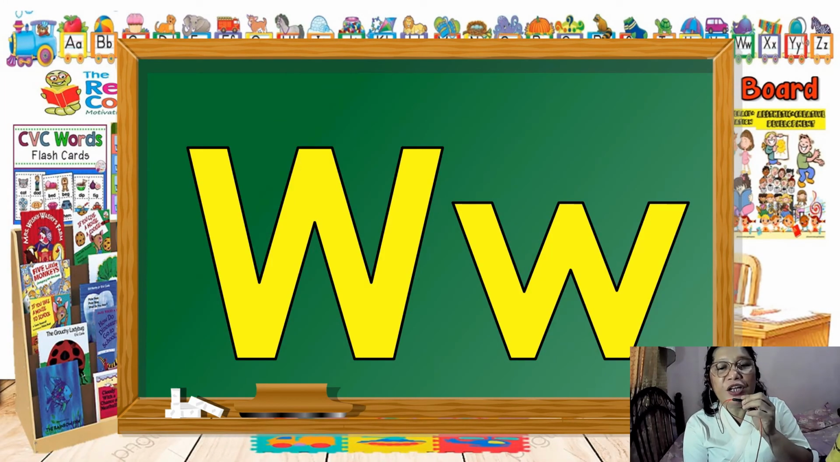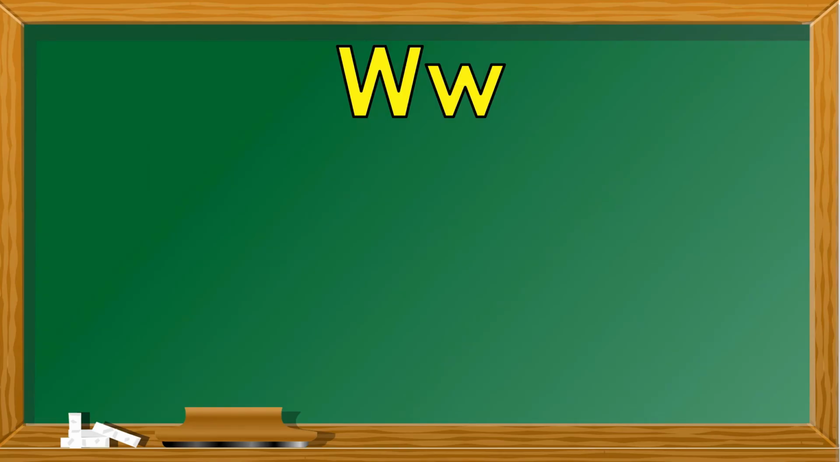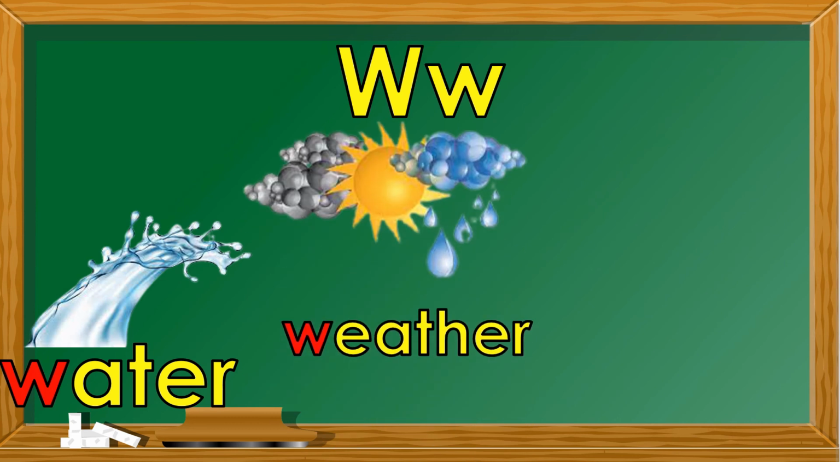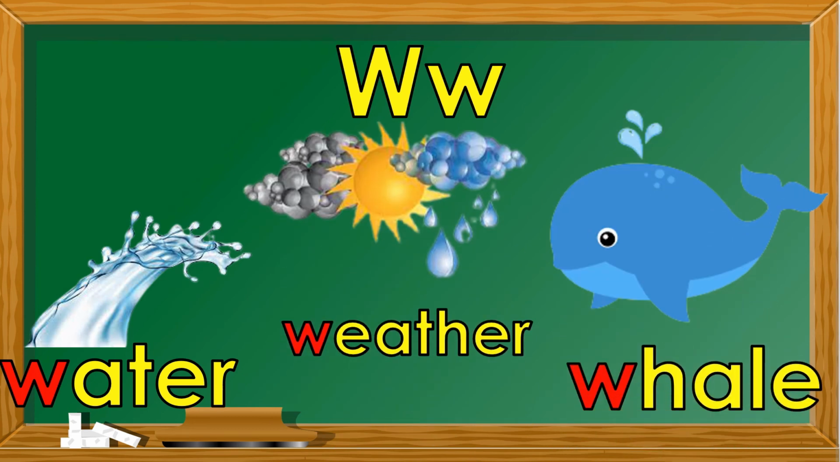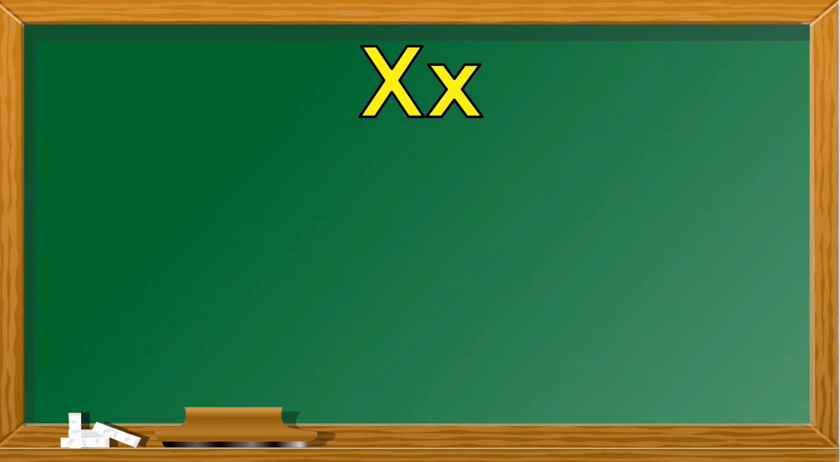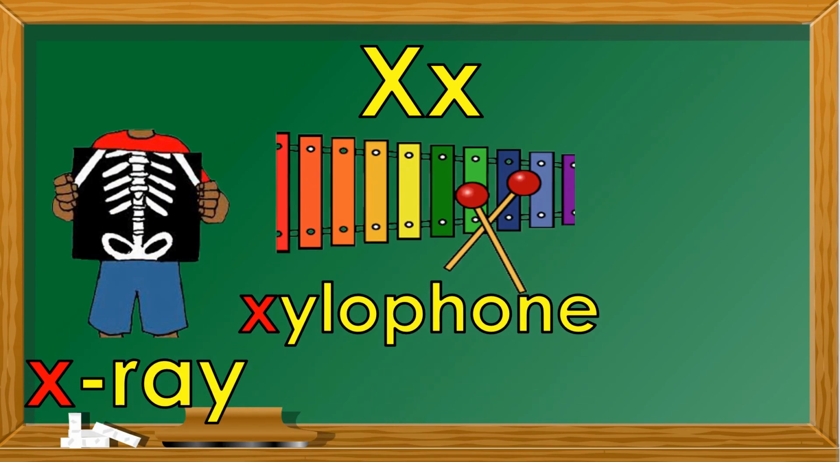Next is letter W. The sound of letter W is W. Here are some objects having the sound of W. Water, weather, whale. Next letter is letter X. The sound of letter X is X. Here are some objects having the sound of X. X-ray, xylophone.